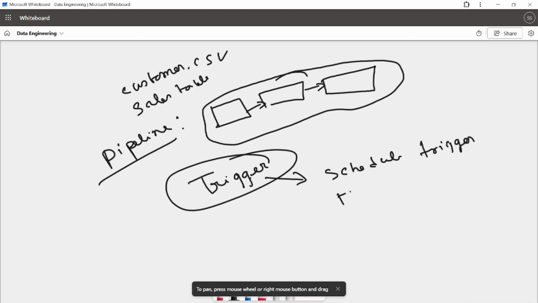So next is the event-based trigger. Event trigger. Okay, this is file based. Event trigger is file based, whether the file has arrived in your ADLS Gen2 or not. Okay, if the file has arrived, then only it will start running. So one more is there, tumbling window trigger. Okay, tumbling window. These are some types of triggers.